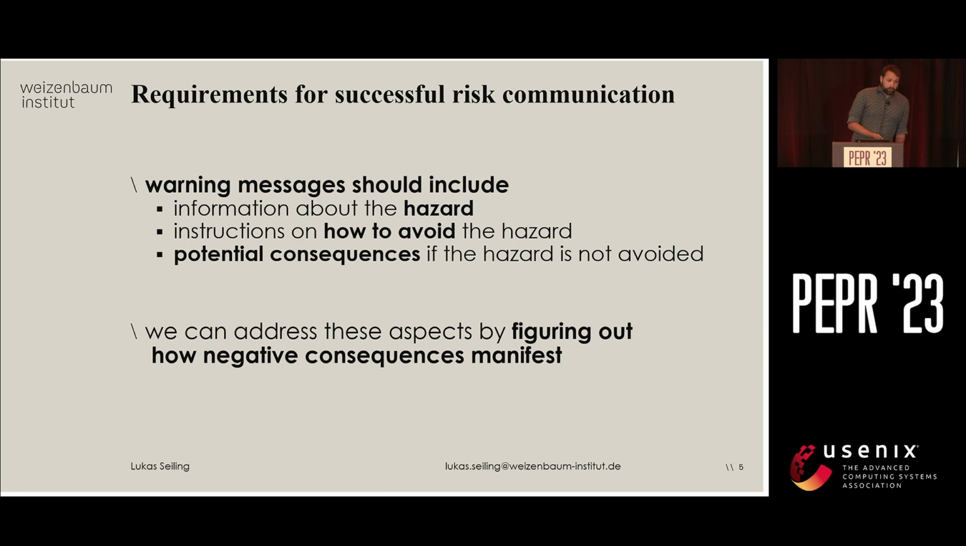They also include information about the hazard. A hazard is the specific circumstances that lead to your potential consequences. And obviously a good warning also tells you what to do to not have these potential consequences happen to you. And to find answers to all these three aspects, we need to figure out how these negative consequences manifest in the first place.